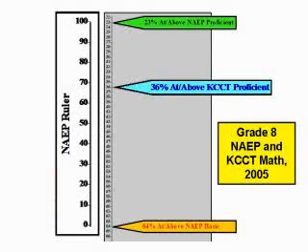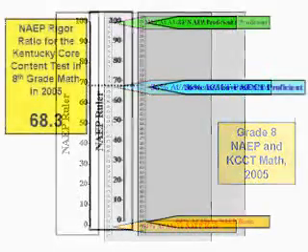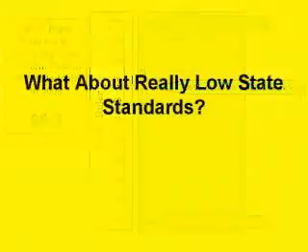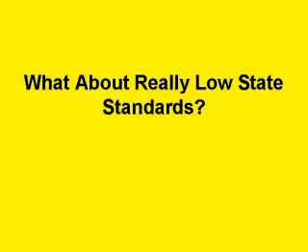Now we plot in the percentage of students that scored at or above proficient on the Kentucky Core Content Test. That was 36%, shown by the blue arrow on the picture. Finally, using our NAEP ruler, we compute that the NAEP rigor ratio for the Kentucky Core Content Test in 8th grade math in 2005 was 68.3. Well, our NAEP ruler works pretty well for states that don't have really low standards, but what about a case where a state does have low standards?